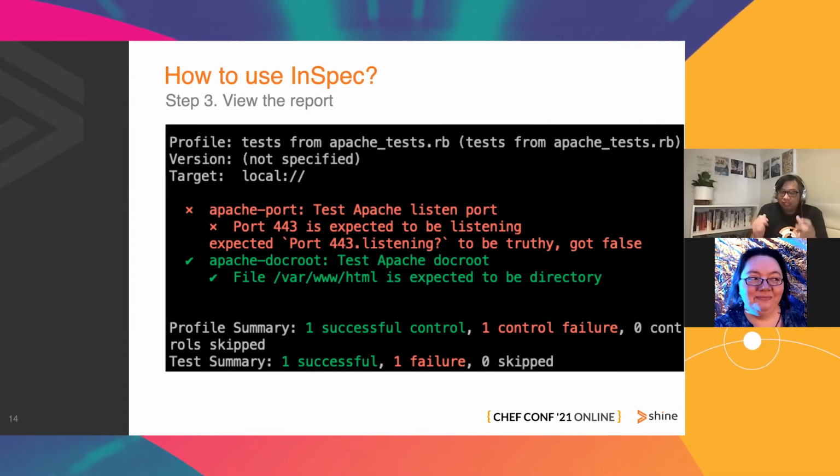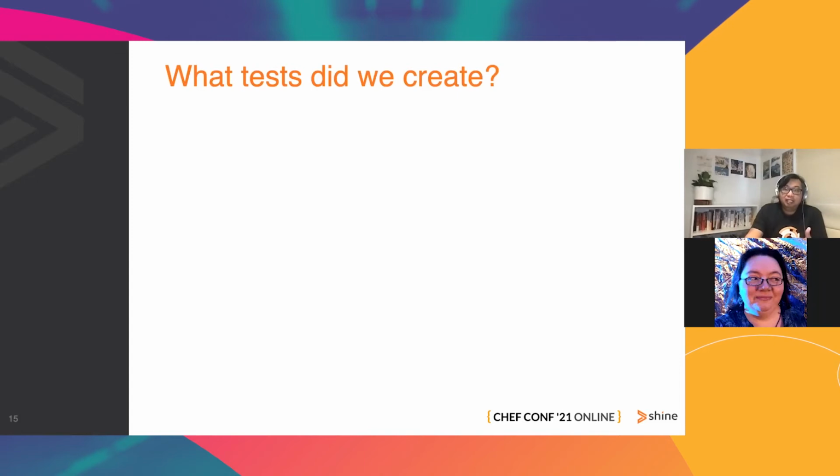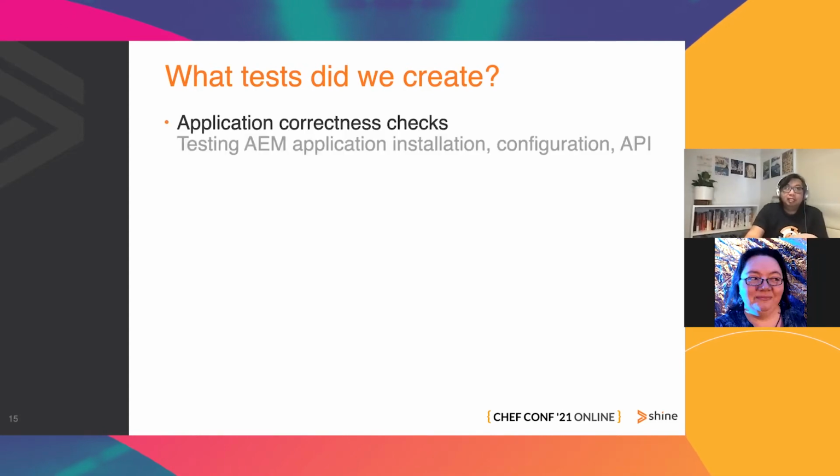So with the introduction of Inspect into our toolset on the project, we started writing a lot of tests. What sort of tests did we end up creating? The first one is the application correctness check. This is testing the AAM application installation: whether it has the license file, whether it has the various critical directories, whether the data repository file exists, are the configurations correct and as expected, and are the API endpoints of this application working.